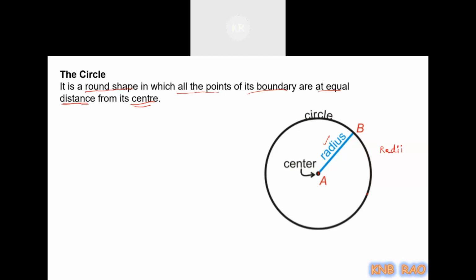So moving on to the construction. How to do construction? Construction of a circle when its radius is known. Okay, when its radius is known, how to draw a circle? Children, first I'll give you steps.